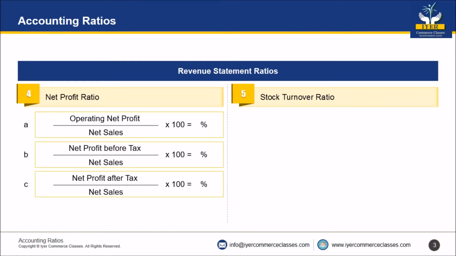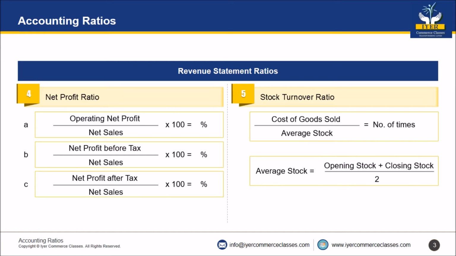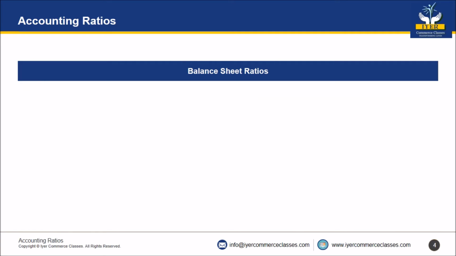Stock turnover ratio, formula will be cost of goods sold upon average stock equal to number of times. Average stock will be given by opening stock plus closing stock upon 2. These were the 5 revenue statement ratios. Let us go to balance sheet ratios now.